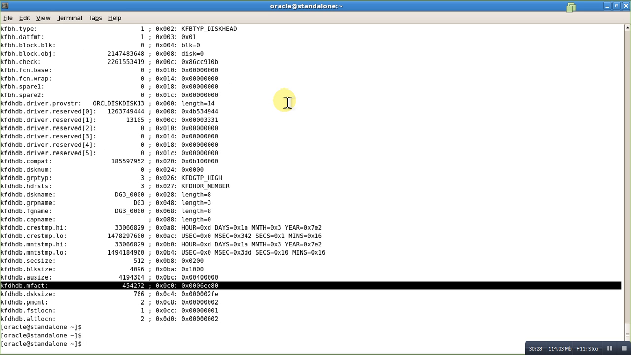So with this, we were able to find out the extent number and the file number for which a particular allocation unit has been assigned by using the kfed utility, and we can also compare it from the X$ views.